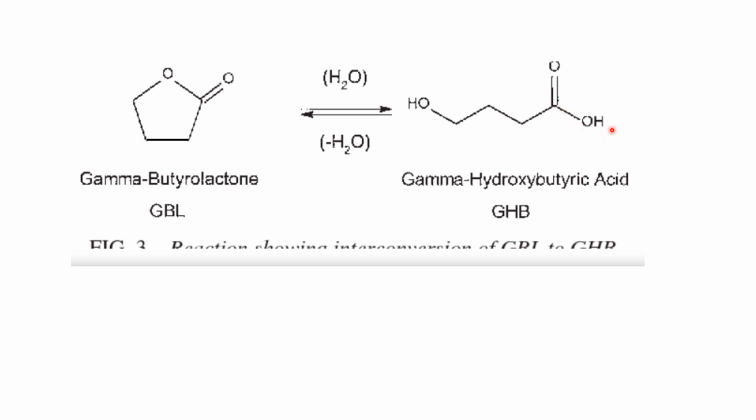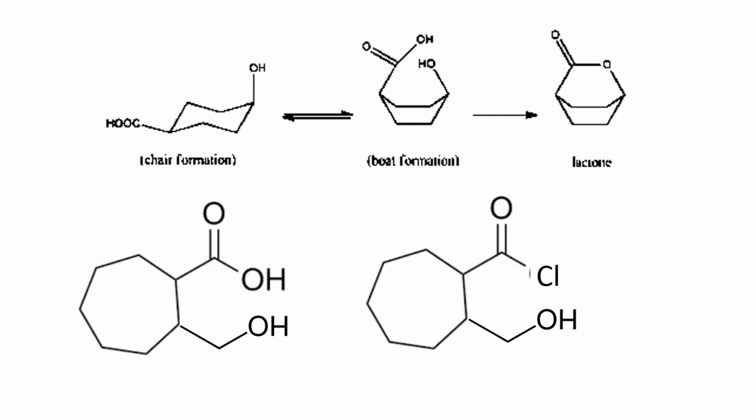Okay. So para merong ring structure, the carboxylic acid group and the hydroxyl group should come from the same molecule para mag-form sila ng ring, like this one. Okay, this is a reversible reaction. You can start with gamma hydroxybutyric acid. Removal of water, kasi papunta tayo sa kaliwa. Removal of water will form a lactone called gamma butyryl lactone.